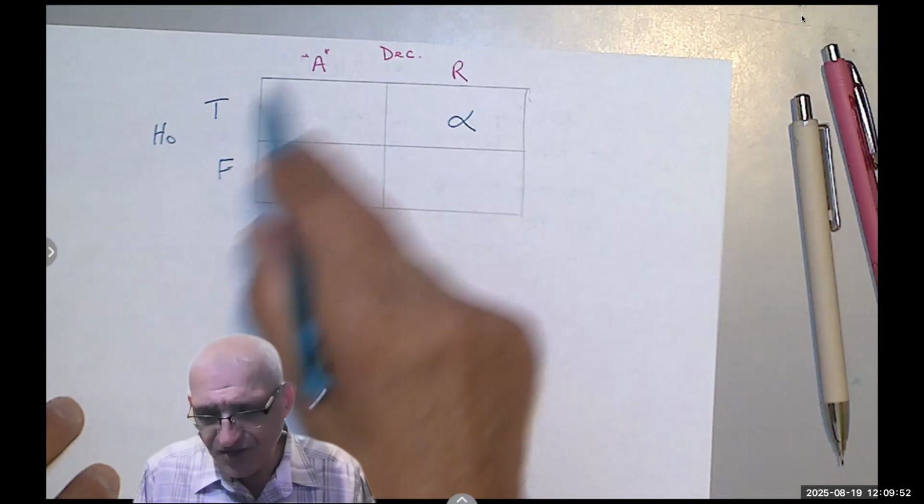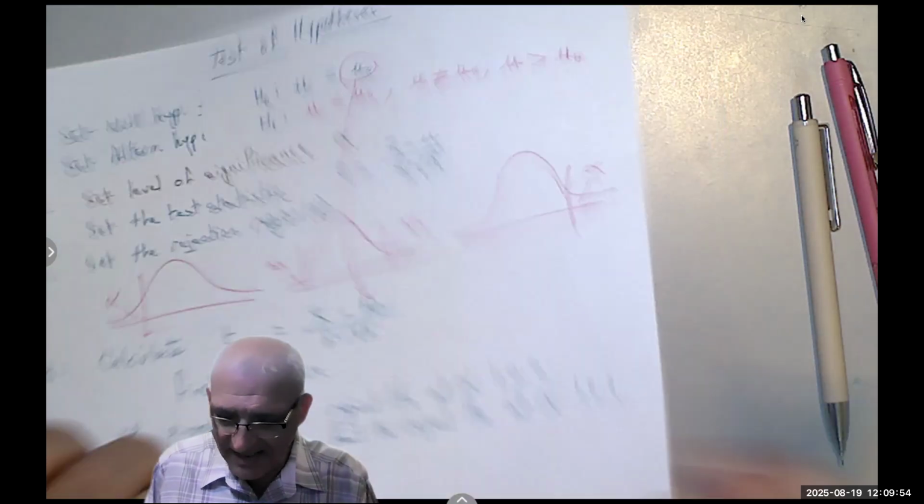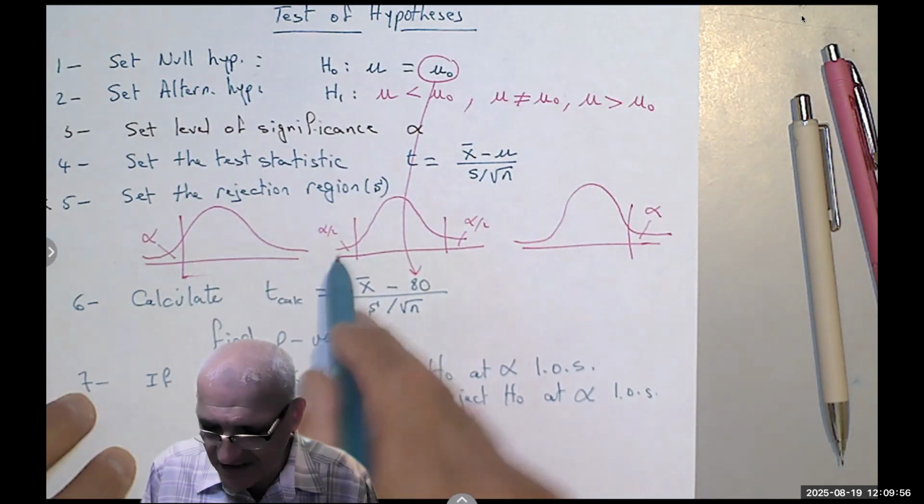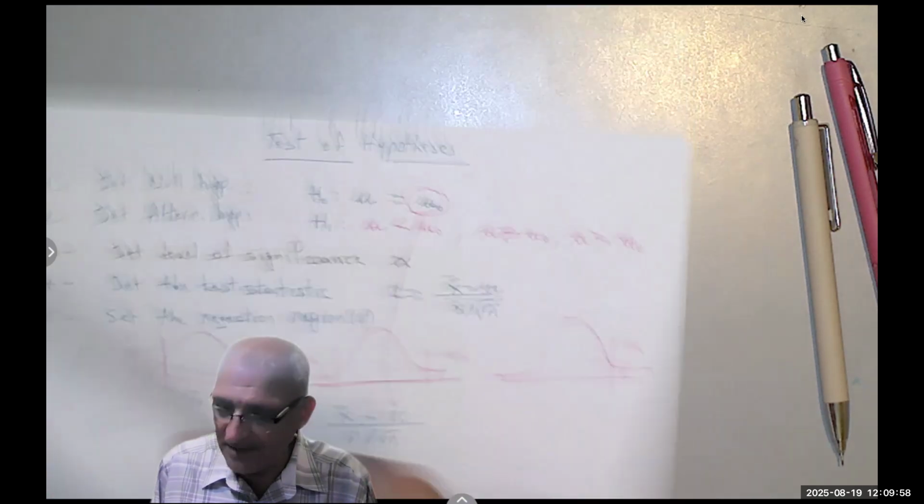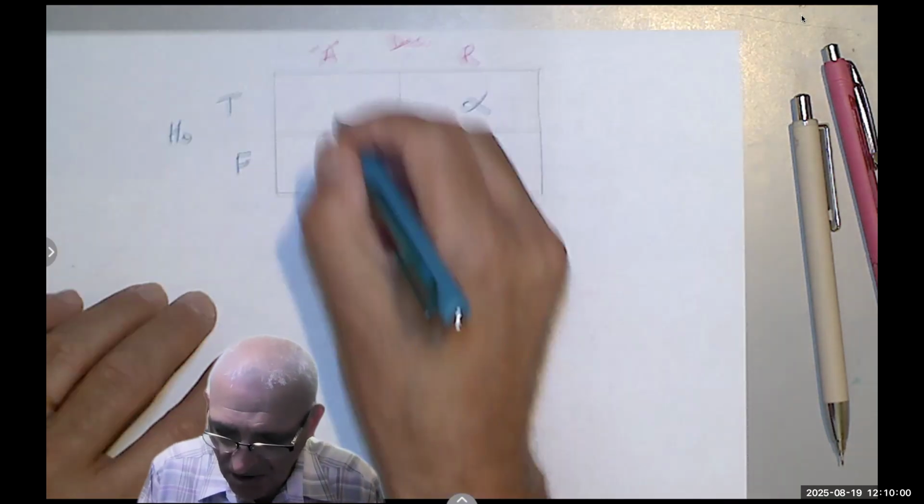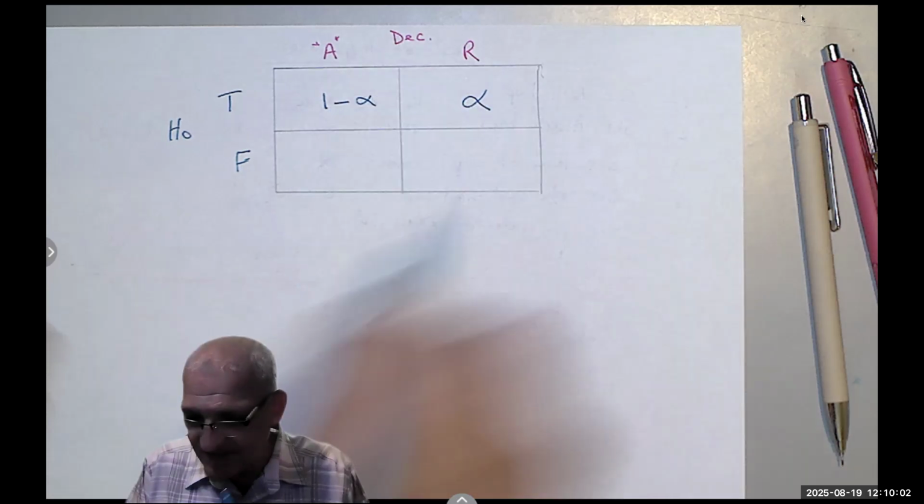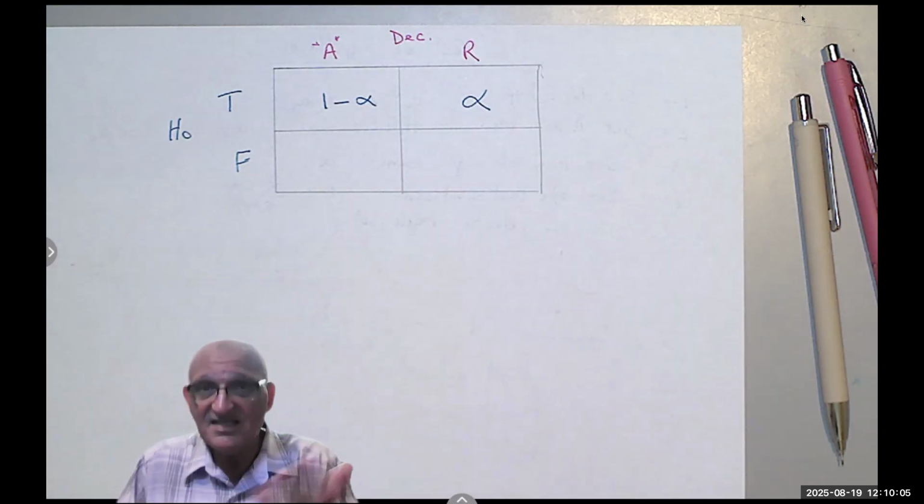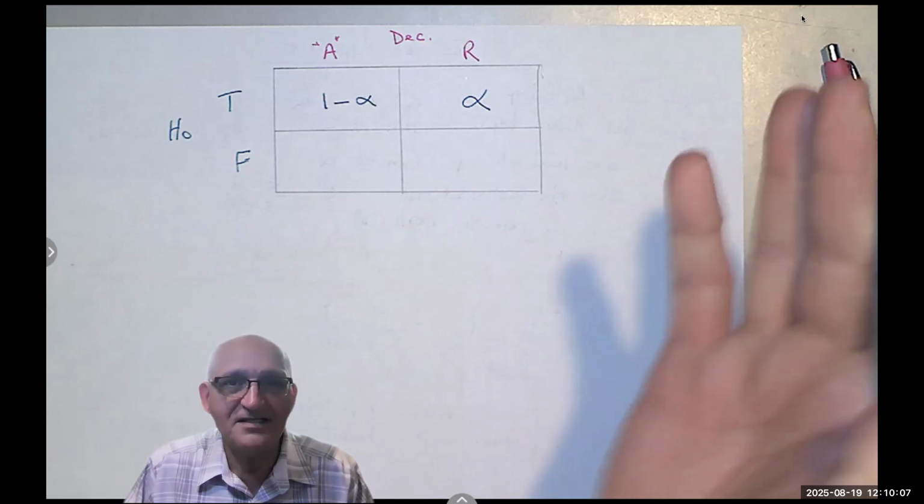Meaning, if it's true and you accepted it, it must have been here, which has an area of 1 minus alpha. Of course, this row has to always add up to 1. It's either you reject or accept, right? There is nothing else.